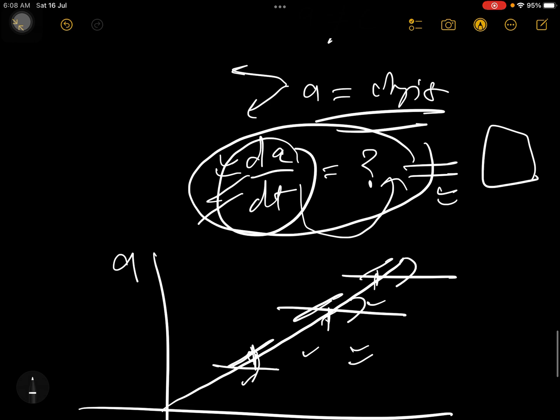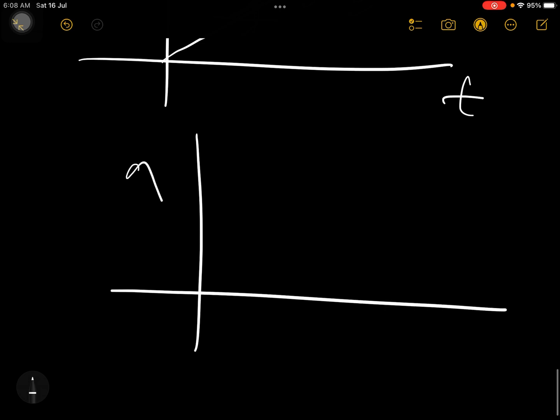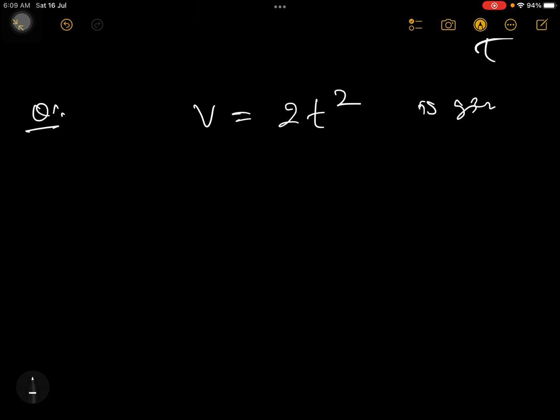But understand, if your dA by dt is not constant, in that case this AT graph will also be different, it will have a different shape. Suppose I have an equation, velocity is equal to 2t square. There's a question, velocity is equal to 2t square is given. Draw the AT graph and VT graph.